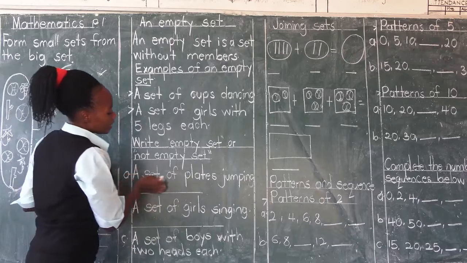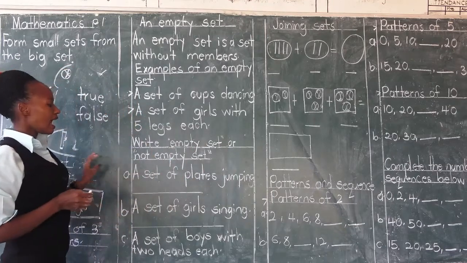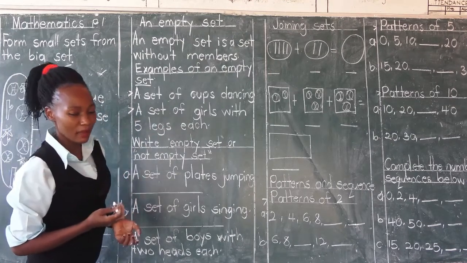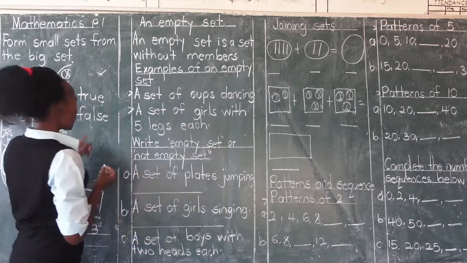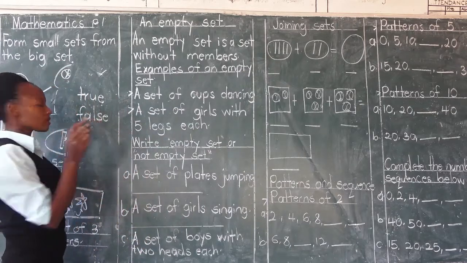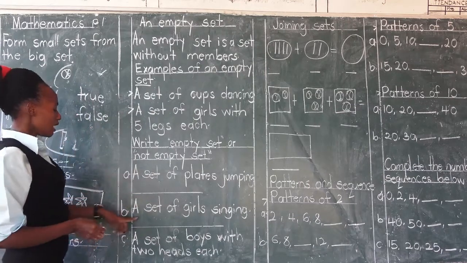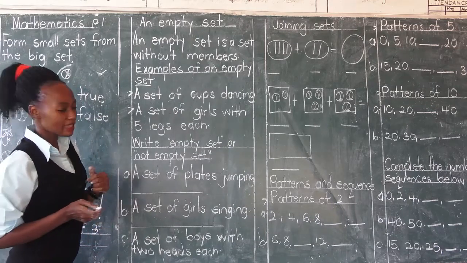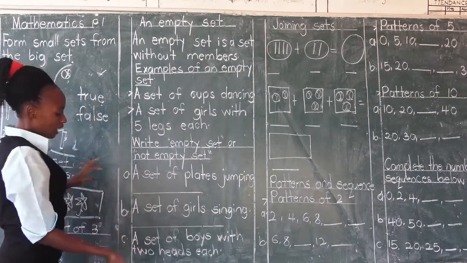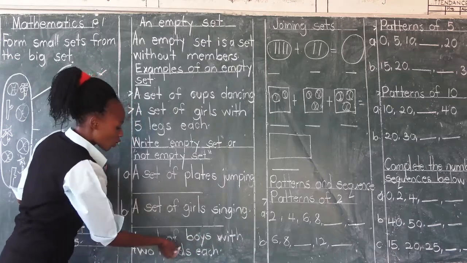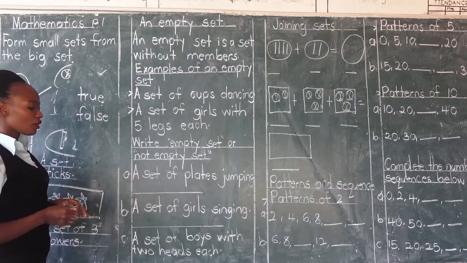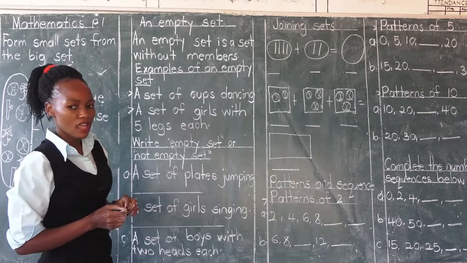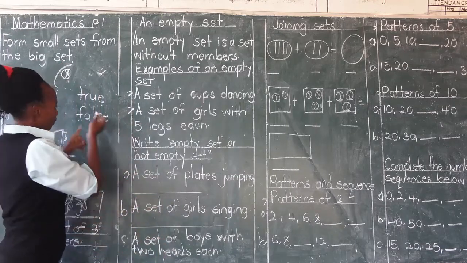Here we have a set of plates jumping. Now, what are you going to put here? Have you ever seen plates jumping? No. Meaning that this one is false. If they told you to use false, the answer is false. The next one, a set of girls singing. Have you ever seen girls singing? Yes. Meaning that this one is true. Then we have the last one, a set of boys with 2 heads each. Have you ever seen one boy having 2 heads? No, meaning that this is false.